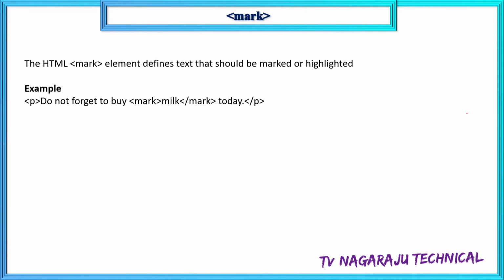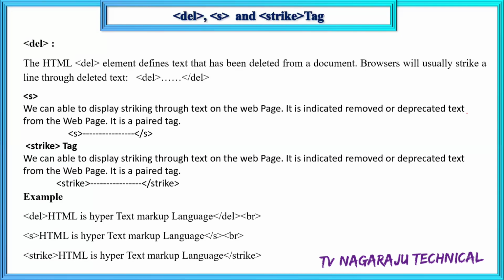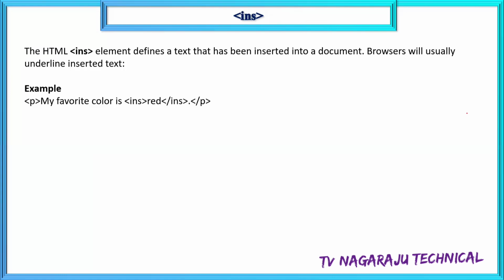Now, mark, which is used to highlight some part of the text. Multiple large amount of text is there, and I want to highlight some part. In that situation, mark tag is used. Suppose you want to strike out some part of the text, in that situation, you use either DEL or S or strike. Exactly. If you want to insert some information, we use INS tag.